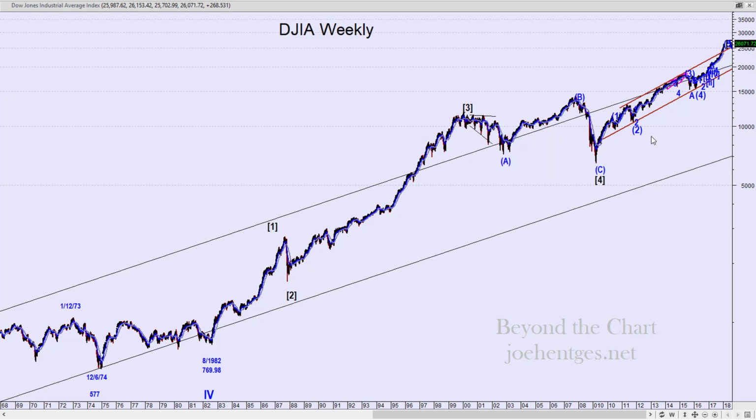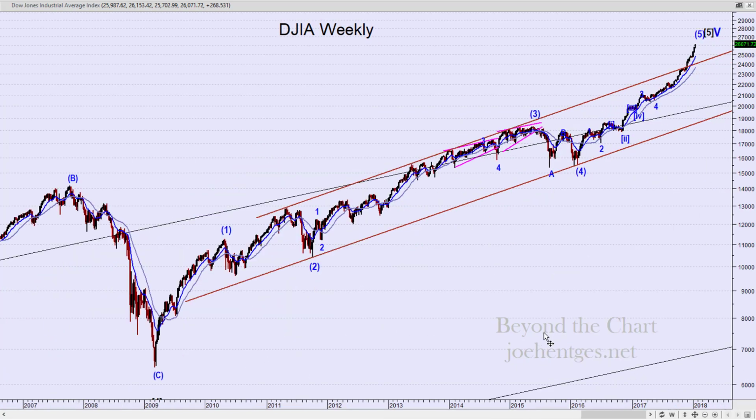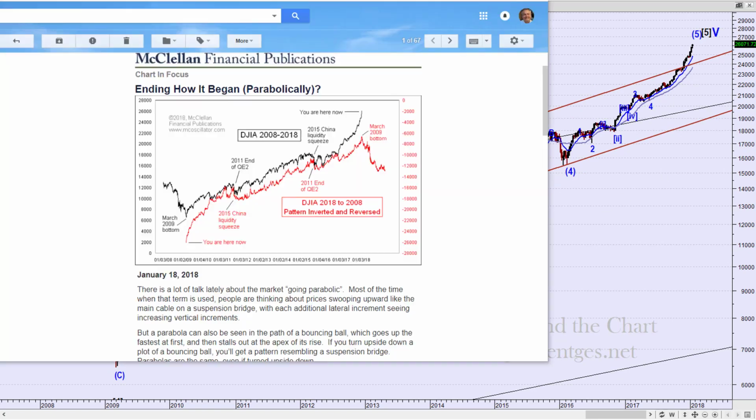So the second thing I want to look at is an article that Tom McClellan put out on Thursday, I believe it was, about the parabolic situation in this market. And what he was looking at is this final move here, this move in here. Okay, let's pull up the article.